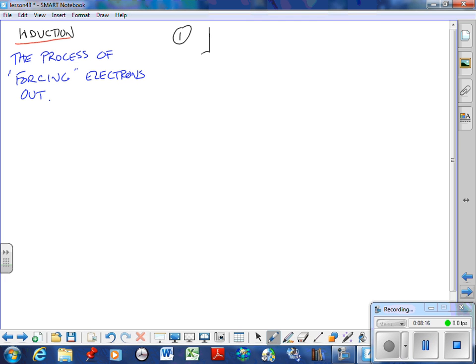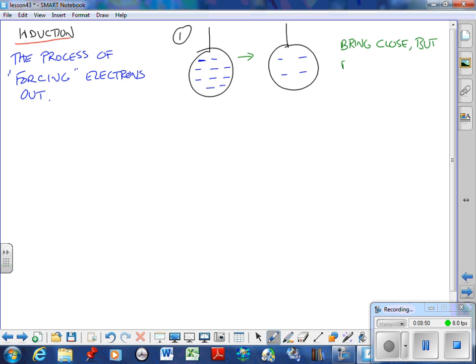Stage 1. I'm going to go with a negatively charged object here. So 1, 2, 3, 4, 5, 6, 7, 8. Let's go 10 here. And my second one is only going to have 1, 2, 3, 4. Okay. So stage 2, we bring them close to each other. So I'm not going to do another diagram. So bring close, but do not touch. So we don't want them to touch because I don't want them to have a balanced charge.